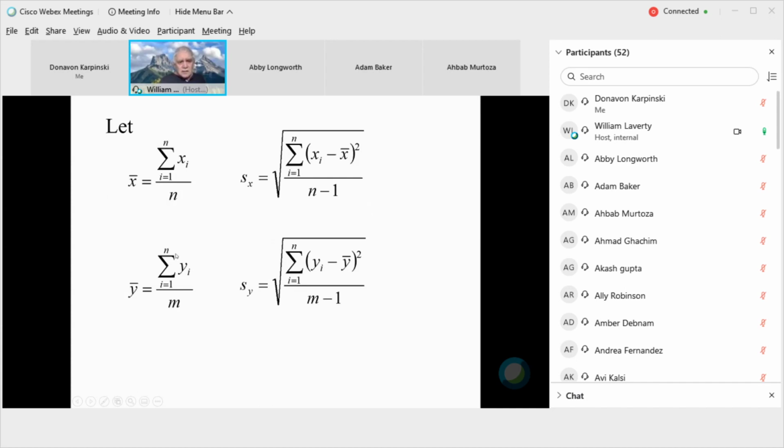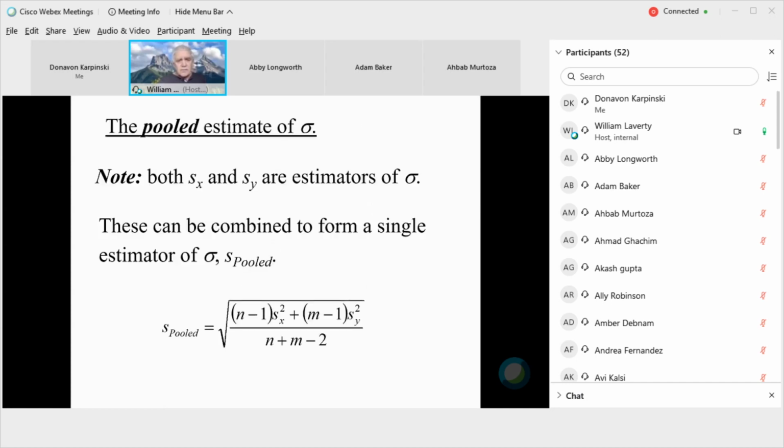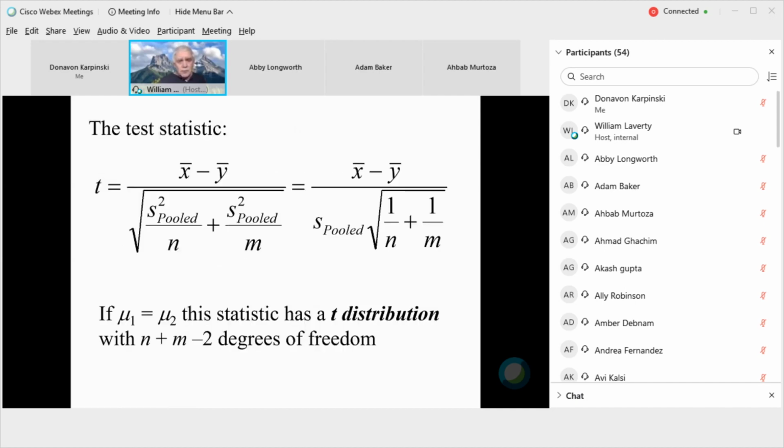There are the sample statistics. This will estimate mu1. This will estimate mu2. Y bar will estimate mu2. Both SX and SY will be an estimate of the common variance. They estimate the same thing. They can be combined in what's called the pooled estimator. We square SX, square SY, multiply by the degrees of freedom, and then divide by the total degrees of freedom, n plus m minus 2. So this is a weighted average of SX and SY. Both of them are estimating sigma. This is probably a better estimate of sigma. Put that into the formula.